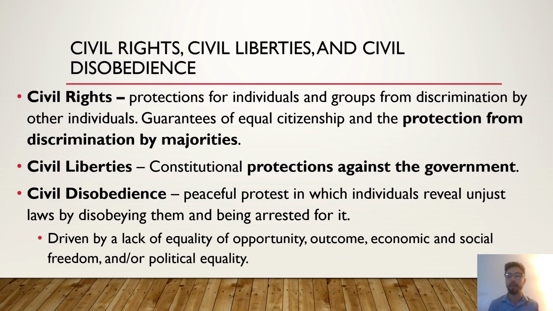This is where we see guarantees of equal citizenship, and in order to maintain civil rights, we see protections from discrimination by majorities. So a civil right is a protection from majorities that have a tendency to discriminate. Now, how does that differ from civil liberties? Well, instead of majority groups and general discrimination from majority and minority sentiments, we're looking at protections of restrictions from the government.